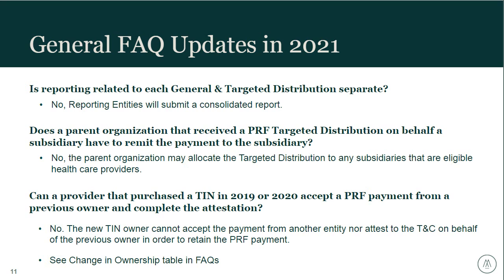And the first one of those is related to reporting the general and targeted distributions. Do those have to be done separately? And per HHS guidance, no, a reporting entity will submit at a consolidated level. But that brings up a lot of questions about how do we determine what the reporting entity would be?